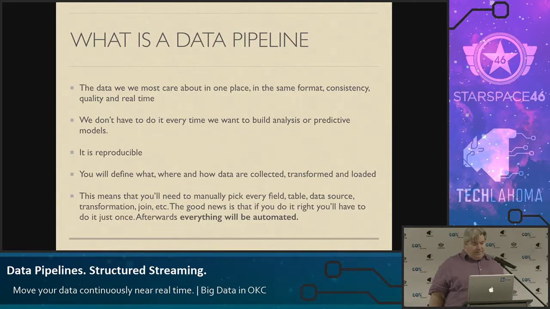I think this is interesting, but this last part, right? You will define what, where, and how data is collected, transformed, and loaded. Okay? But at the end of it, after manually picking every field, every data source, every transformation, you can have it all automated, right? So I've got 5 pieces of raw data, and I have this analysis, right? I've got to take this raw data, and I've got to turn it into something that can be analyzed, right? I got to clean it, I've got to transform it, I've got to link it, I've got to do all this thing, right? And then I get this analysis.